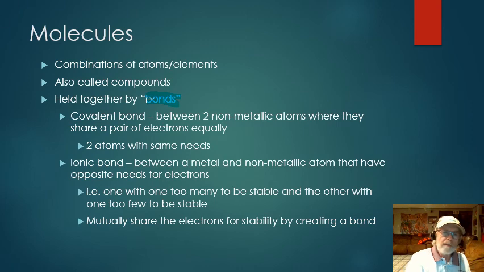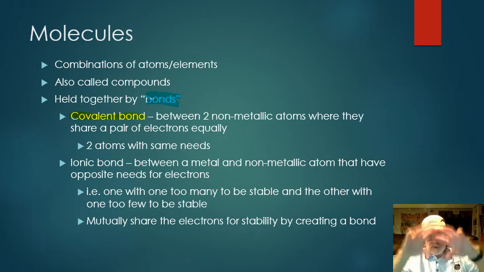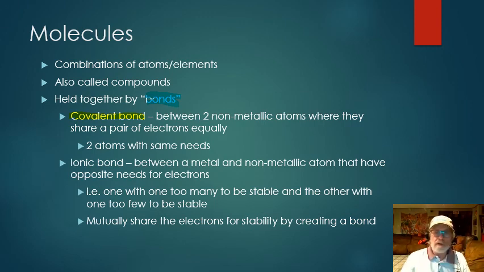Okay, one type of bond we get is called a covalent bond. A covalent bond is between what they call 2 non-metallic atoms. If you look at the periodic table, some are metals, some are not metals. It is between 2 non-metallic atoms where they share a pair of electrons equally. So what happens is the 2 atoms have the same needs. So this guy says, hey, you have those I could share that makes me more stable. And he says, you know what, you're right, you have 2 that I could share that makes me more stable. So basically they share these electrons equally.